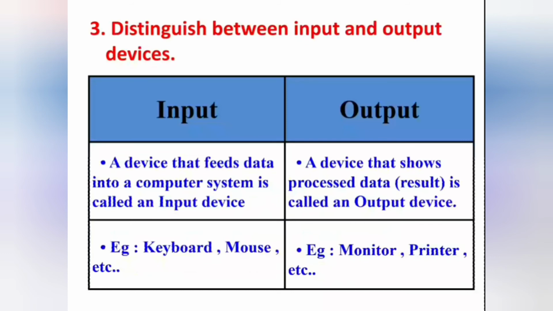So what is the difference between input and output devices? A device that feeds the data into a computer system is called an input device. If we want to give an instruction to the computer, that is called the input. If we want to get the result from the computer, that is called the output. Could you understand, children, what is the difference between input and output devices? Okay. Shall we move on to the next question?